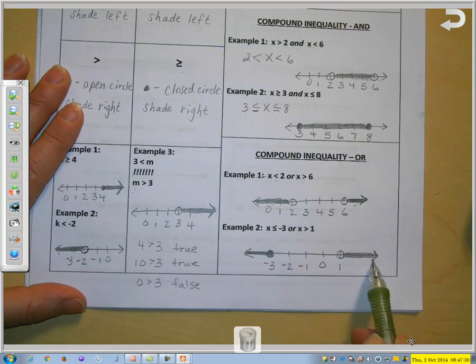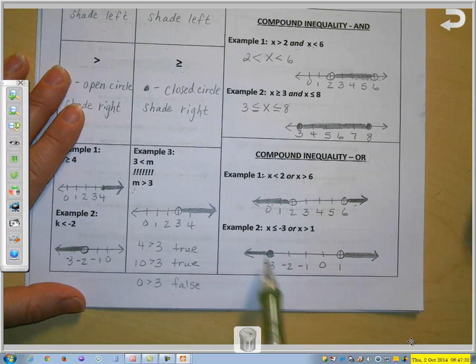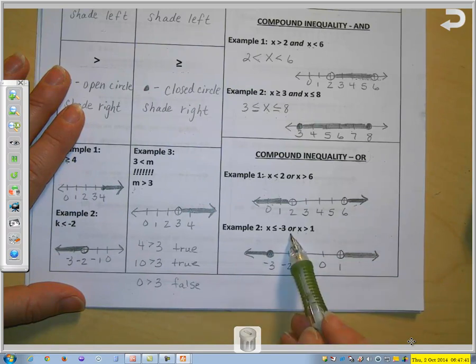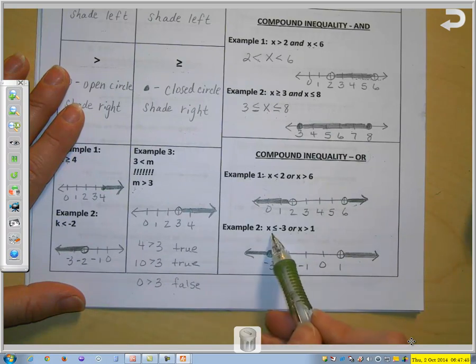So notice again how a number cannot be in both solution sets at the same time, or in both shaded areas at the same time. So that's why this inequality has to be an OR instead of an AND, because a number can only be less than or equal to -3 or greater than 1. It cannot be both at the same time.